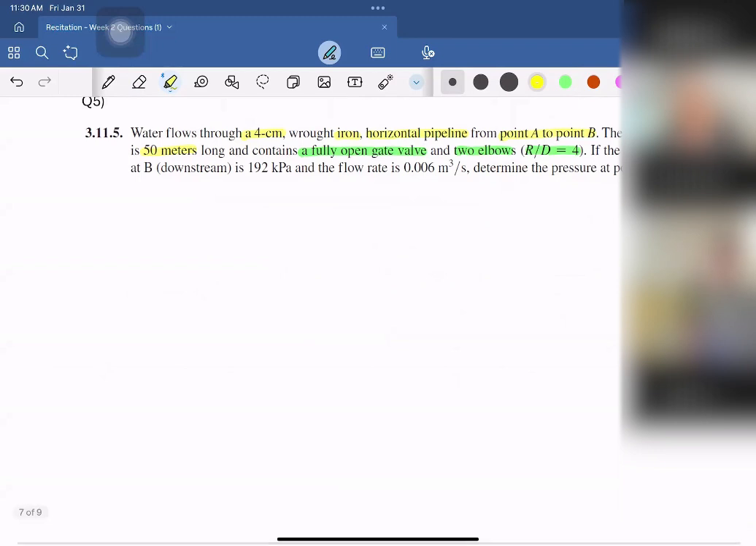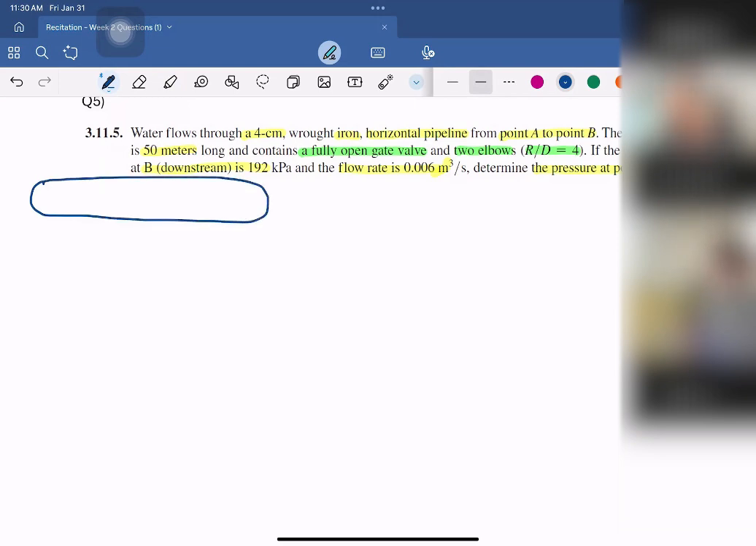And the pressure at B is given as 192. The flow rate is given here. And we just need to find the pressure at point A. So let me draw the pipeline. So we have B, we have A, and we know the pressure at B here. And again, we are going to start with the energy equation.